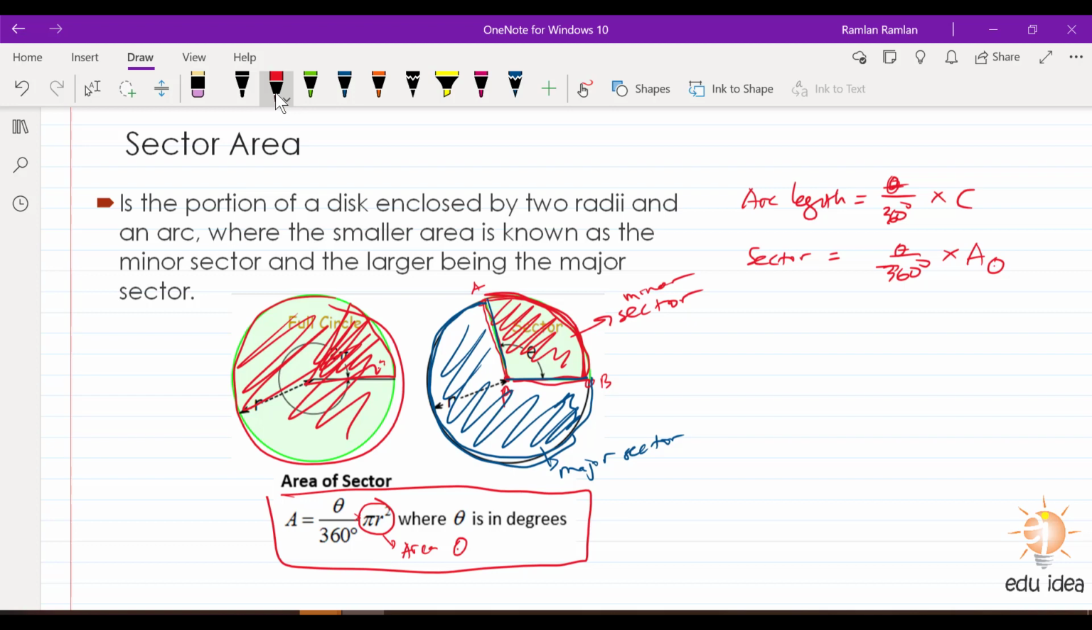Which means that you're going to compare the angle that forms the sector with 360. Why do we use 360? Because that is the whole thing. 360 is the angle that forms a full circle. That's why we compare with 360. Okay, now let's go to the example.